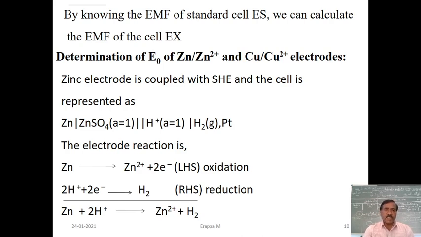The cell is represented as: a zinc rod is placed in zinc sulfate solution, its concentration is 1 molar, and a platinum wire connected with hydrogen gas is dipped in H+. The two electrodes are separated by a salt bridge, the double vertical line. The electrode reaction: Zn goes into solution forming Zn2+ plus 2 electrons, that is oxidation at the LHS. 2H+ plus 2e- gives H2, reduction takes place at the RHS. The cell reaction: Zn plus 2H+ gives Zn2+ plus H2.